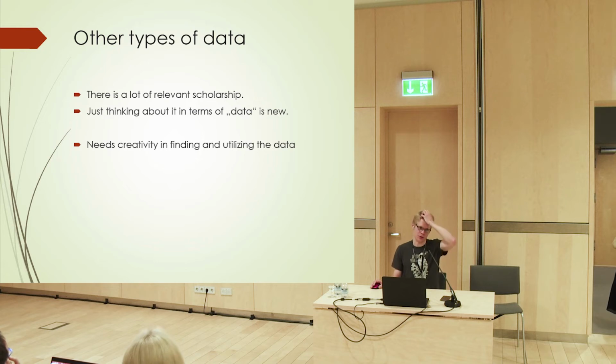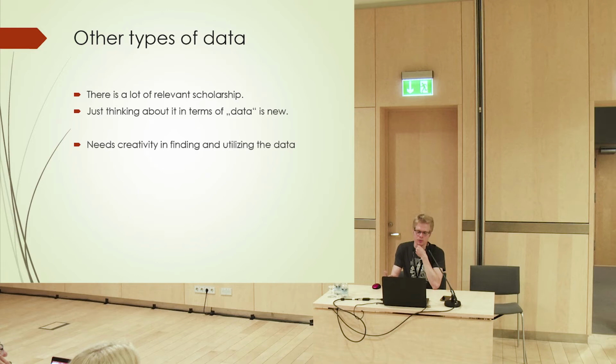So the thing about digital humanities is that there is a lot of relevant scholarship actually done on these topics before, but they haven't been thinking about it in terms of data. So information is there in the books, but it isn't structured in a way that we can process them. So in order to use them, it takes some creativity to find them and utilize them.